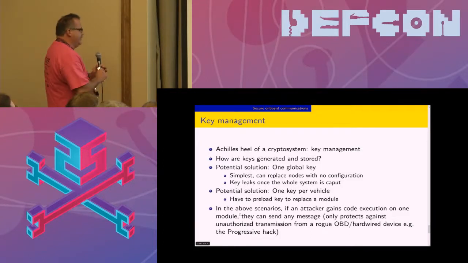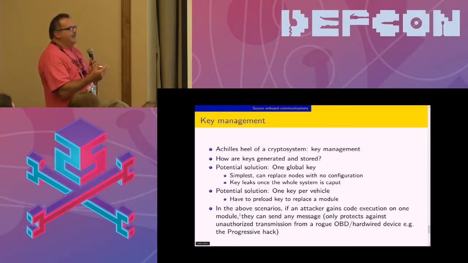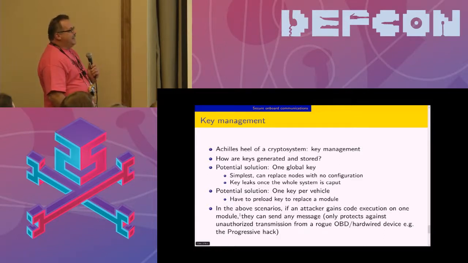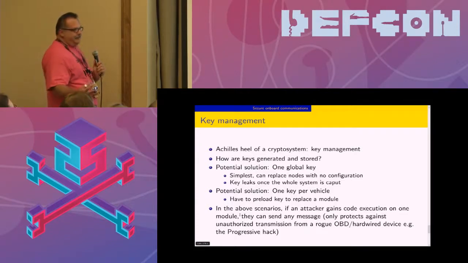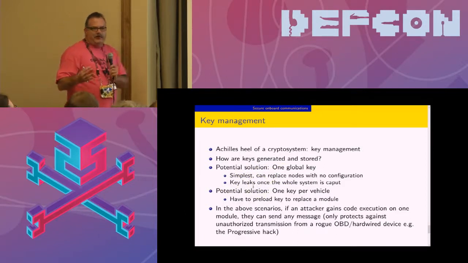So, key management. Most everybody in this room already knows that key management is really the key. If it's not done right, that's going to be a problem. So how do they generate and store those keys? Well, that's up to the OEM. So could we just do one global key? Well, that would be real simple, but real stupid, because the key gets out once and it's over.